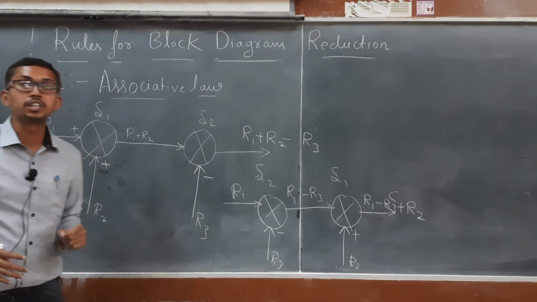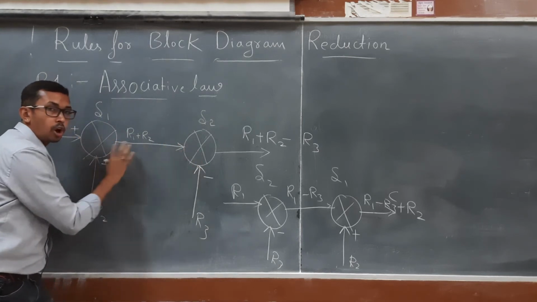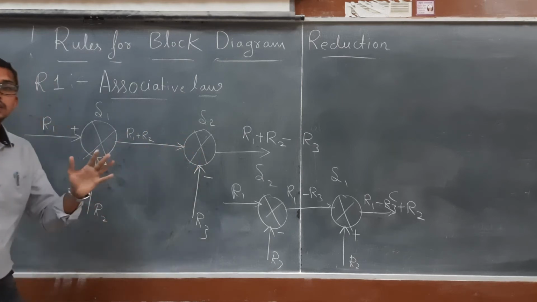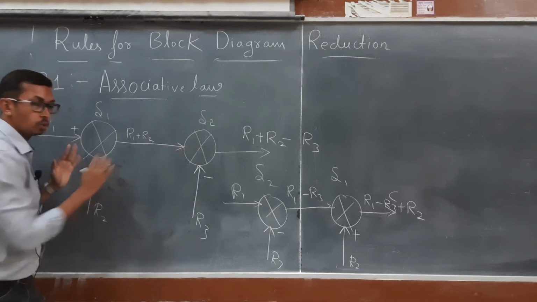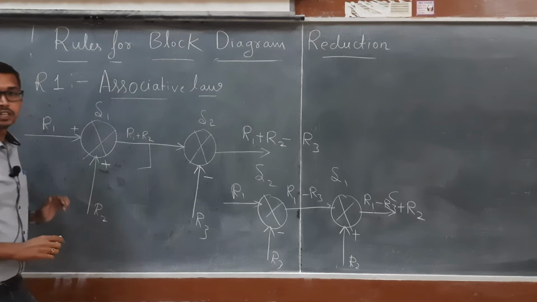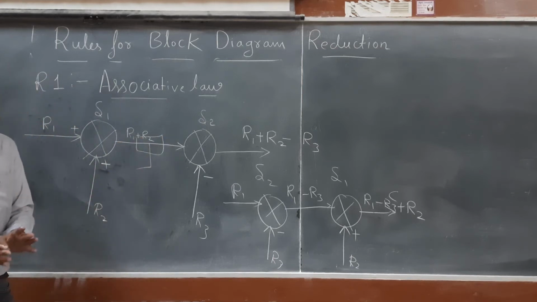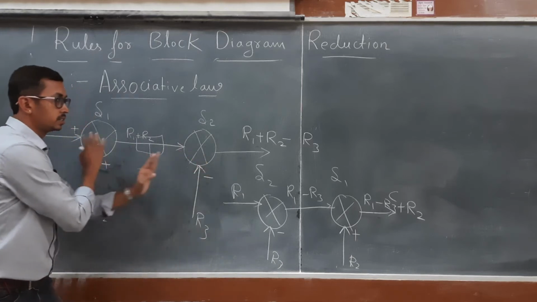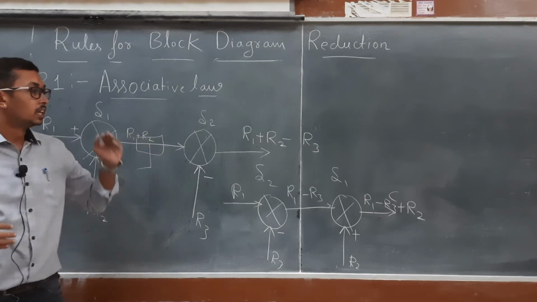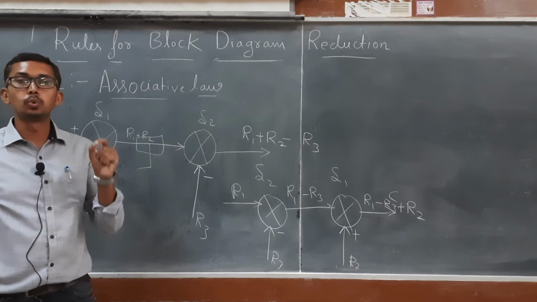There is one condition. What is the condition? There should not be any blocks in between. So this is summing point 1 and summing point 2. These two are in series, so in between these two summing points there is nothing. No takeoff signal, no block, nothing. In such cases we can interchange the summing points, and there will be no change in the output. So this is rule number 1.